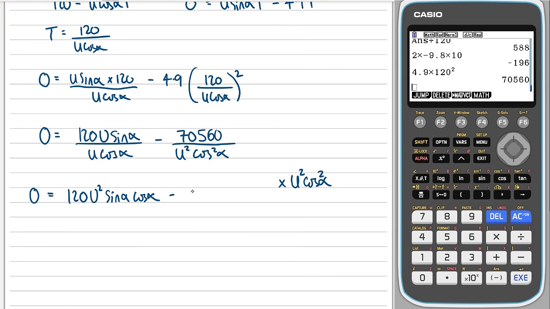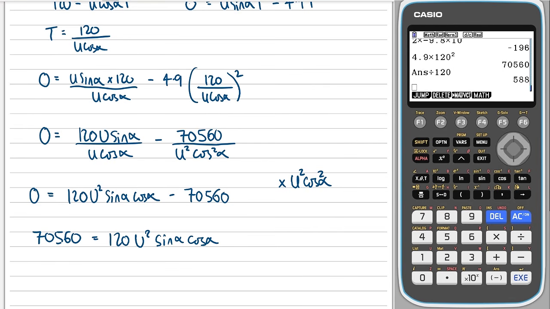And over here I'm just going to get this 70,560. And then I'm going to make this the subject by pushing it over to that side. And then finally I'm going to divide through by 120, and I should get that 588. Fantastic.